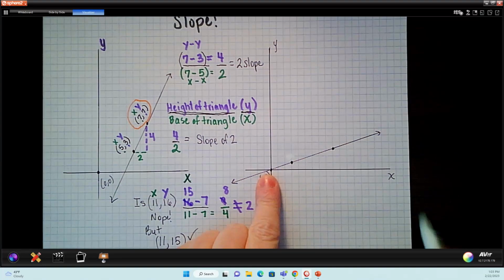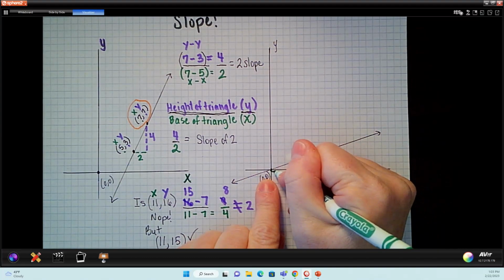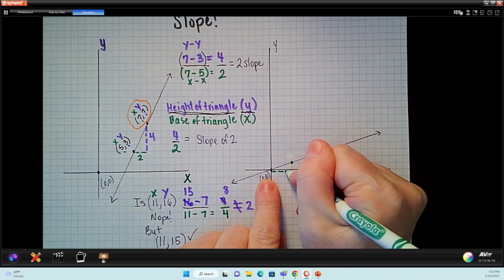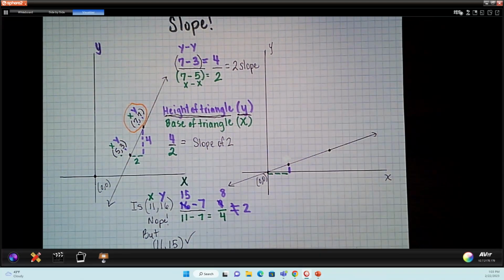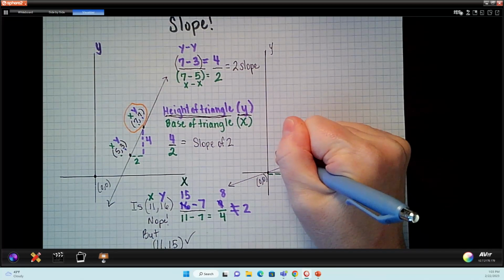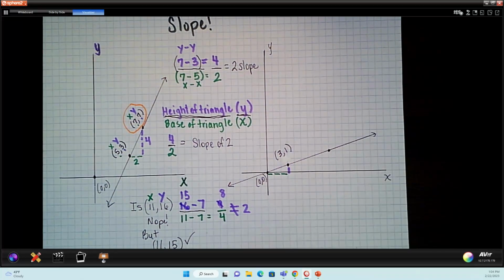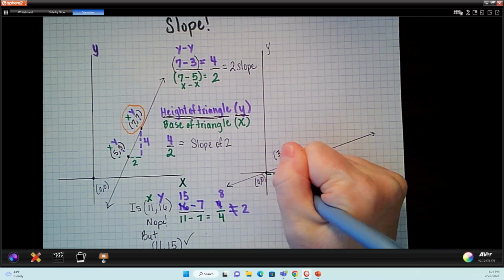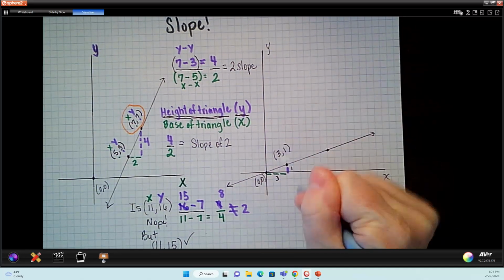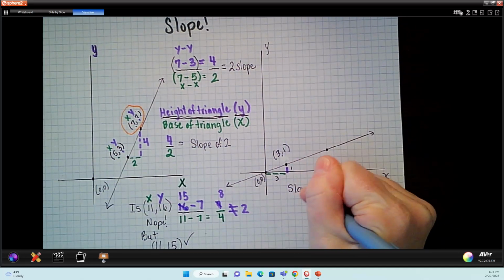So this point is on the line, so I could essentially just go over 1, 2, 3, and up 1. So that point right there is over 3, up 1. So essentially that's my slope. Up 1, see there's my 1, and over 3. So I could say my slope is 1/3.